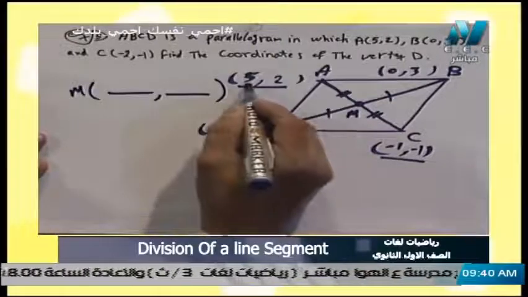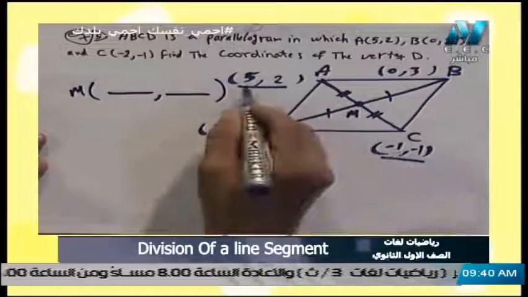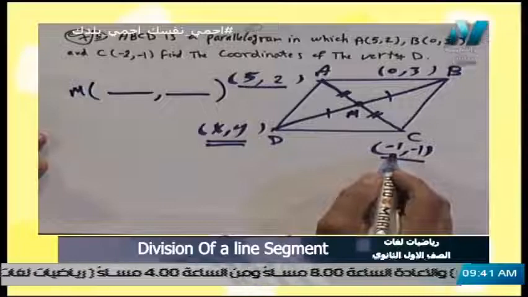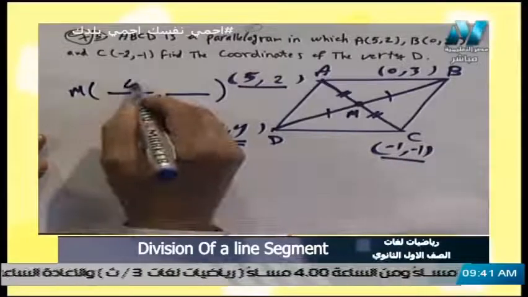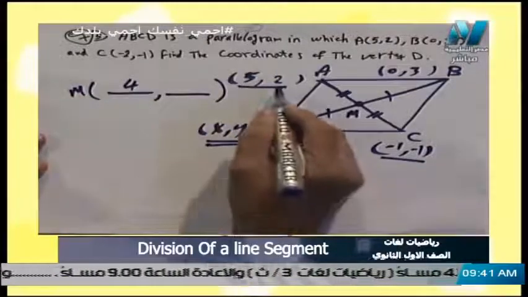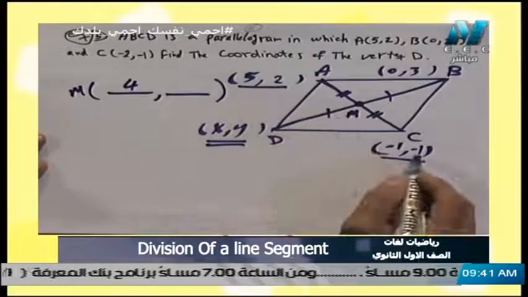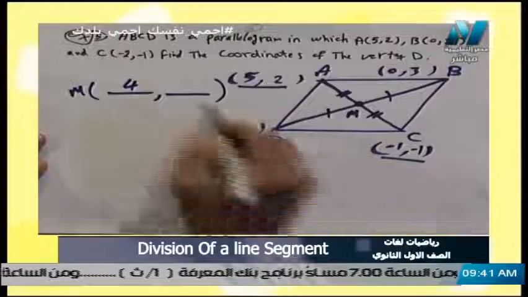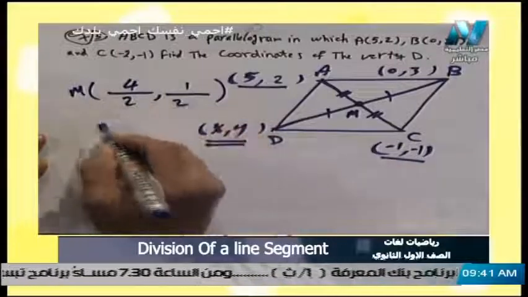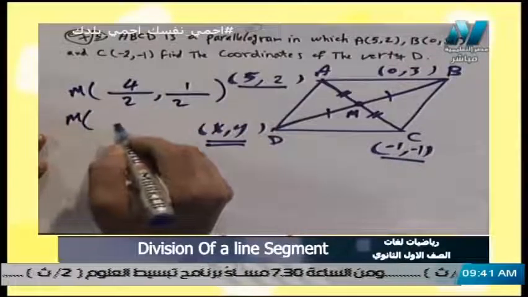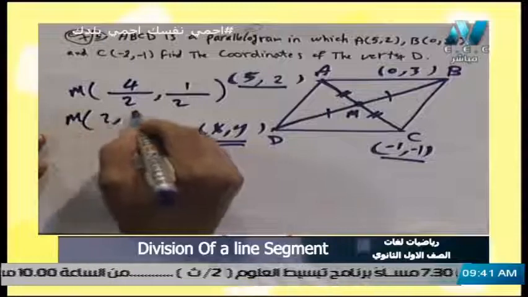Here x1 plus x2, which is 5 and negative 1, which is 4, and we add y1 plus y2, 2 plus negative 1 equals 1, here over 2 and here over 2. So the coordinates of M will be 2.5.